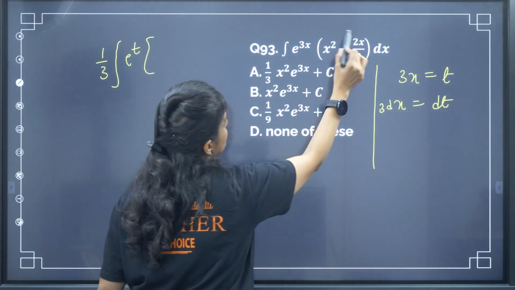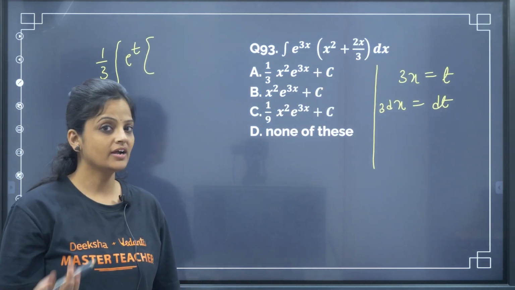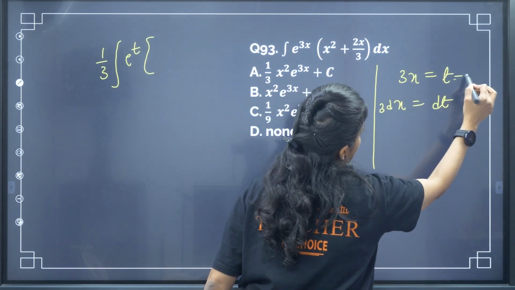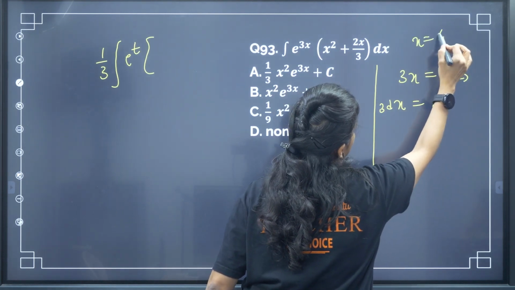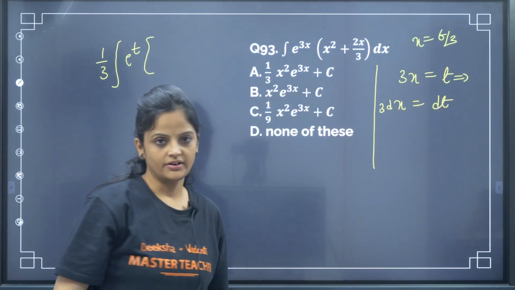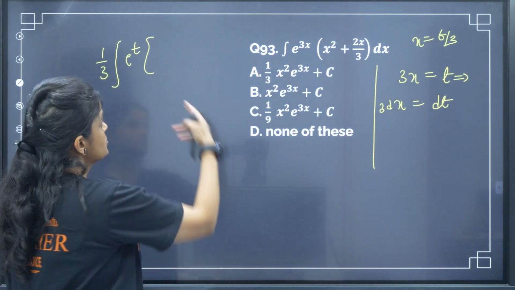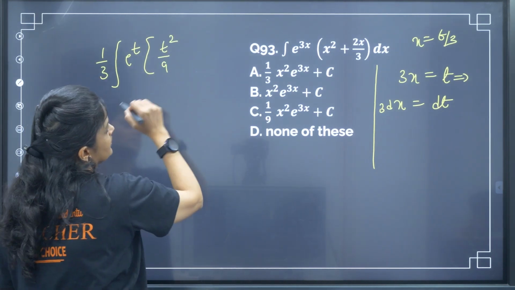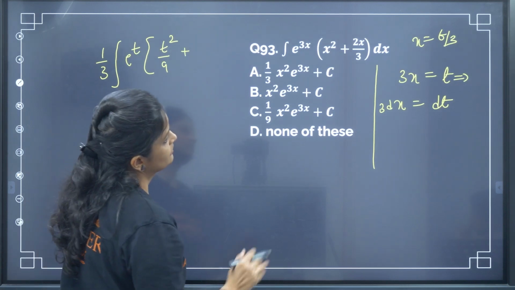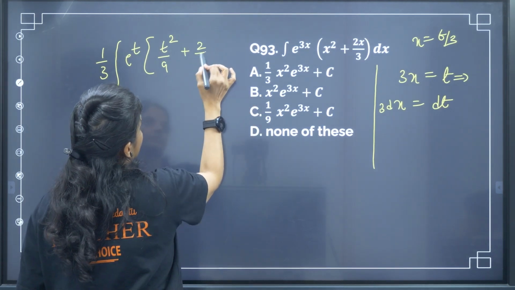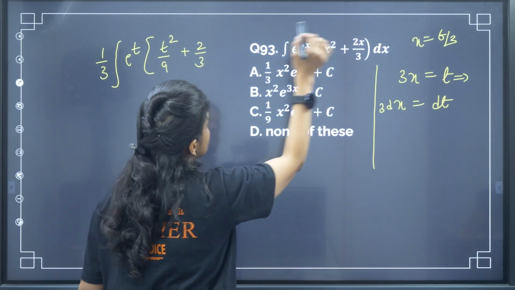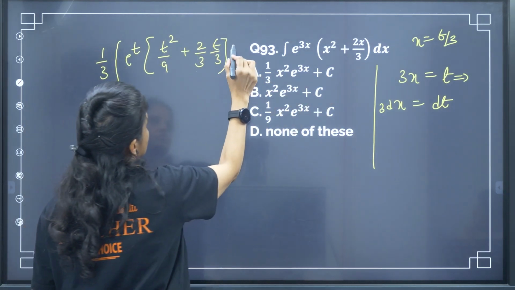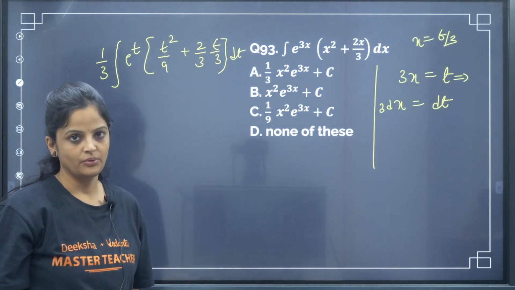Now what will I do with this? I don't have that term, but I have the x value from this. What is x? x is equal to t by 3, correct? From that I will take x square, so x square will be t square by 9. No, it won't be complicated, it will be simple only. So x is equal to t by 3, 1 by 3 anyway I have kept outside, so dt, right?